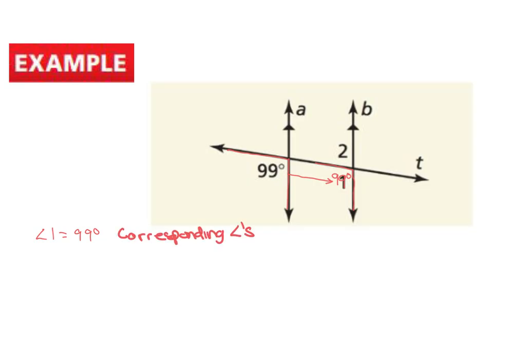And then from there, we could do our 180 equals 99 degrees plus angle 2. Take away 99. And then we do 180 minus 99 is 81. So angle 2 equals 81 degrees. And we know that angle 2 is 81 degrees based off of supplementary.